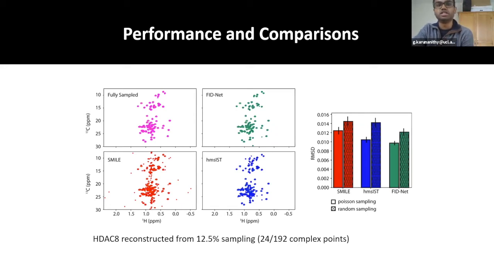And then this is quite a challenging case. This is a methyl-TROSY spectrum of HDAC8, which is a protein we look at quite a lot in the lab, reconstructed from, again, 12.5% sampling. And you can see FIDNet is doing a pretty good job. In general, what we see with FIDNet is you tend to get fewer false positives. It's a bit less good at accurately getting the frequency and intensity of peaks bang on. But in general, you tend to get fewer false positives than you do with other things.